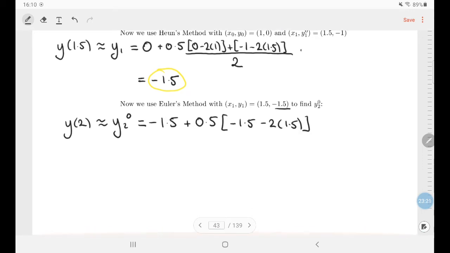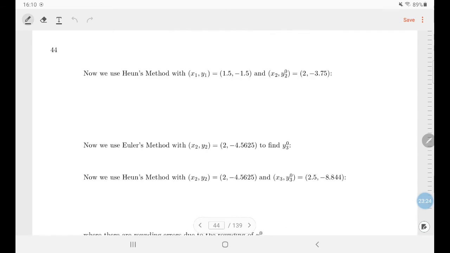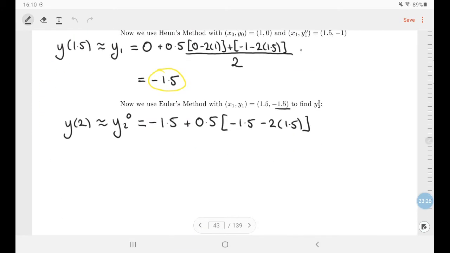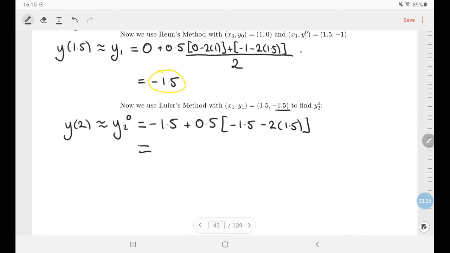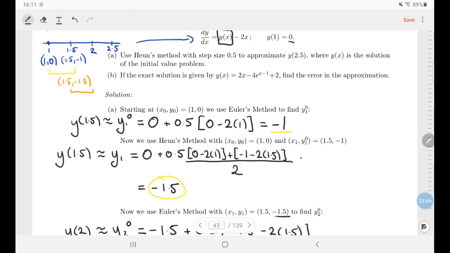I'm just going to go to the next page to see how I am for space. Yeah, grand. Loads of space here, so we'll actually go into the calculator with this. Minus 1.5 plus 0.5 times minus 1.5 minus 3. So I get minus 3.75. Now that's only a shout for what's going on at x equal to 2.